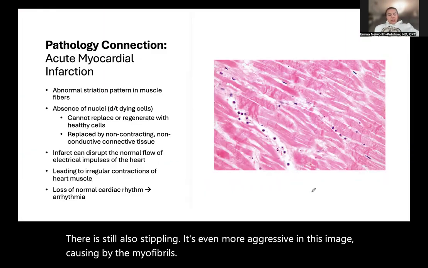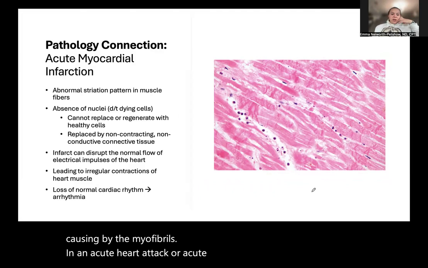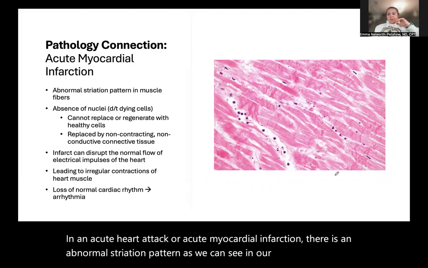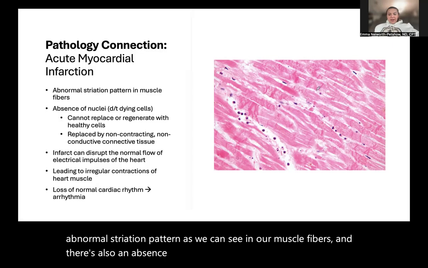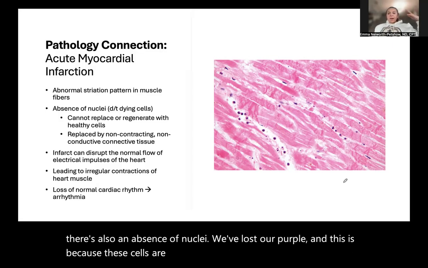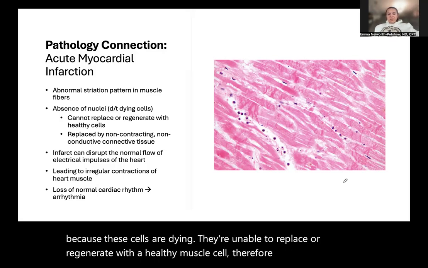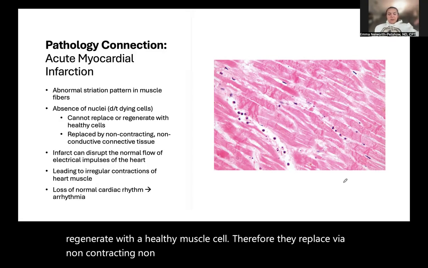In an acute heart attack, or acute myocardial infarction, there is an abnormal striation pattern, as we can see in our muscle fibers, and there's also an absence of nuclei. We've lost our purple. This is because these cells are dying. They're unable to regenerate with a healthy muscle cell. Therefore, they are replaced via non-contracting, non-conductive connective tissue.